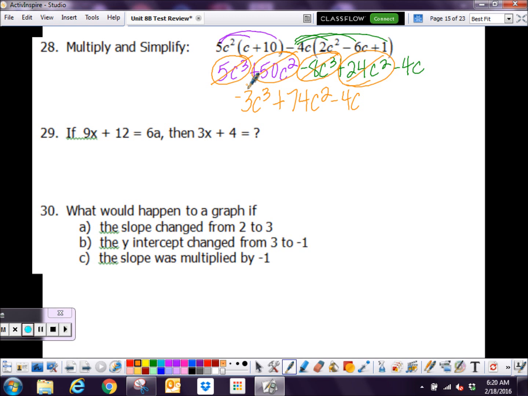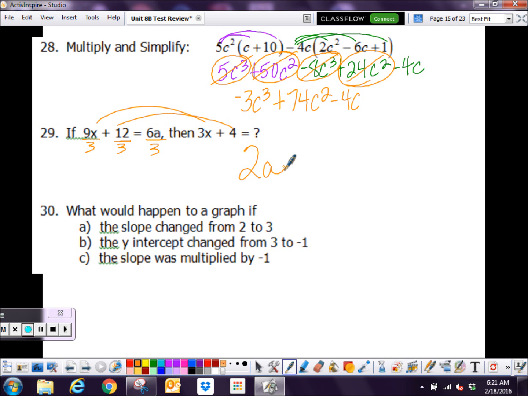29. If 9x plus 12 equals 6a, then 3x plus 4 equals what? So compare these two things and see what's happening. If you notice, the 9 has been divided by 3, the 12 has been divided by 3 to get these two things. Which means it's going to be equal to 6a divided by 3, which is 2a. You should be able to recognize that pattern.